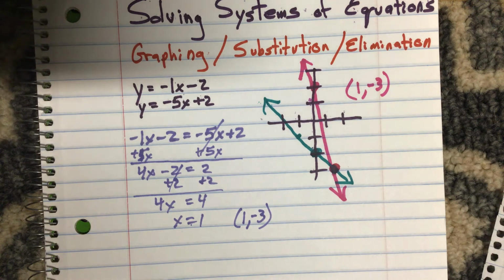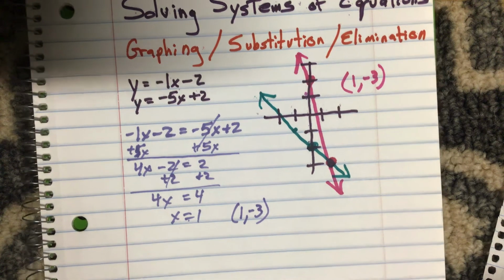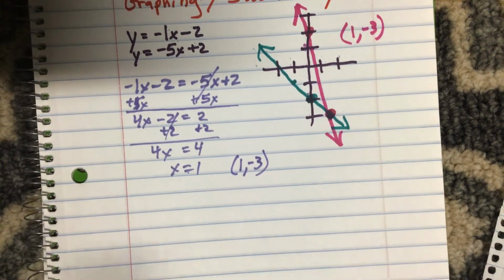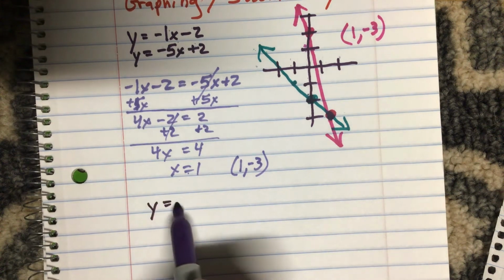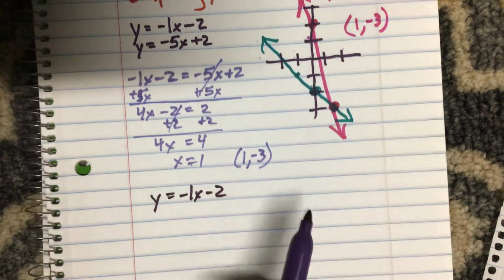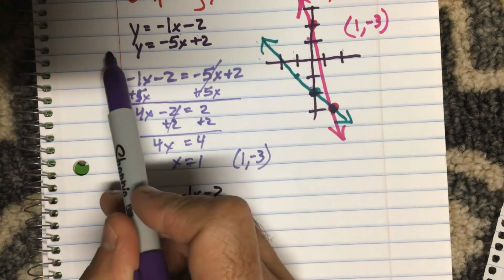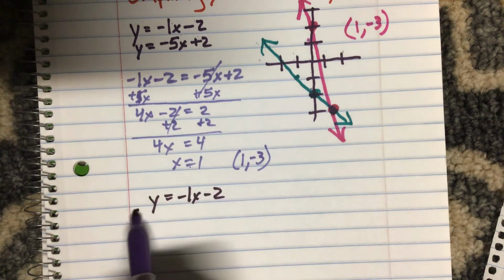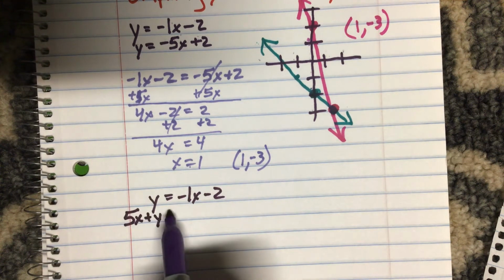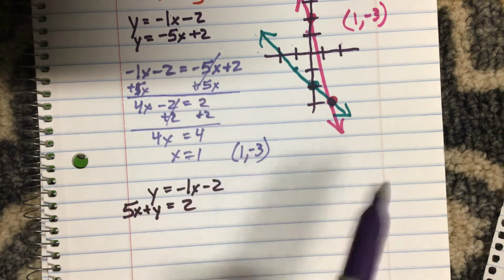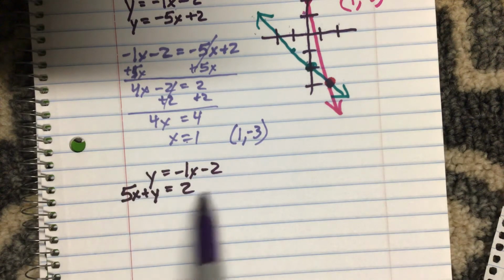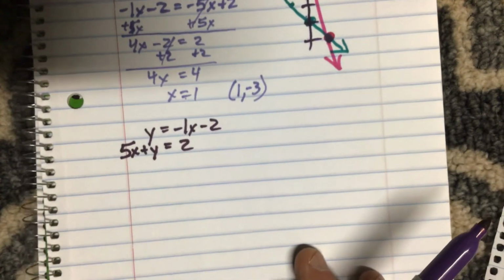So let's see. I could also have the same equations just in a different form. So had these been given to me, let's say this one stays the same. I'll rewrite that here. y equals -1x minus 2. And let's say on this one we move this 5x over here and call it positive 5x. So now we have 5x plus y equals 2. It's still the same problem. It's just in a different format. So let's suppose we had been given this problem in this format and asked to solve the system of equations.